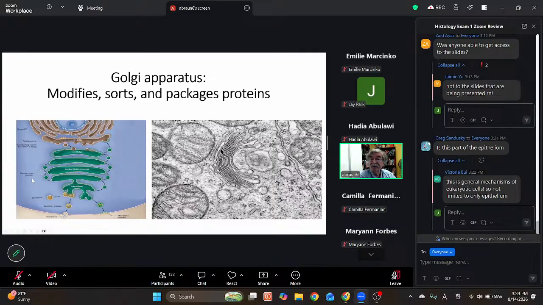Here's a Golgi, and probably here, the convex surface is the cis Golgi, and the concave surface here is probably the trans Golgi. This is probably facing the nucleus in this area here, and this is probably facing the cell membrane in this area here.